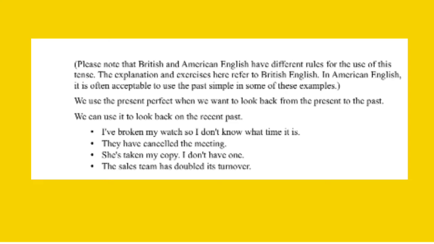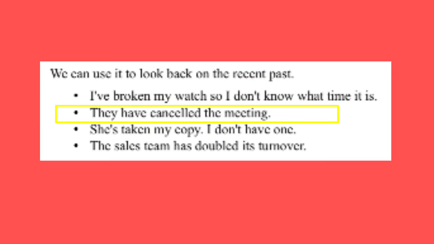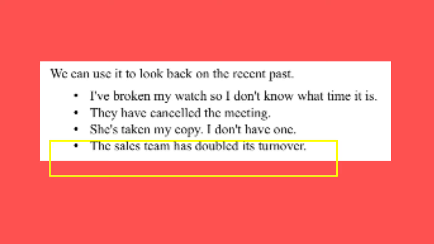We use the present perfect when we want to look back from the present to the past. We can use it to look back on the recent past. Example: I've broken my watch, so I don't know what time it is. They have canceled the meeting. She's taken my copy. I don't have one. The sales team has doubled its turnover.